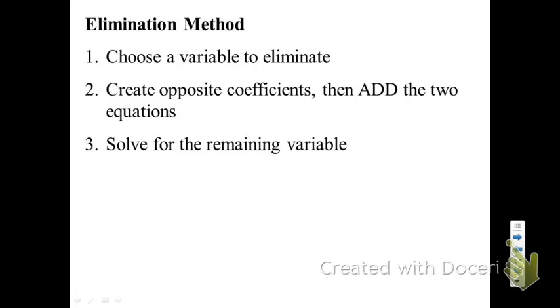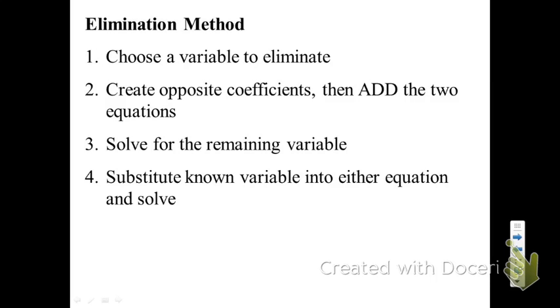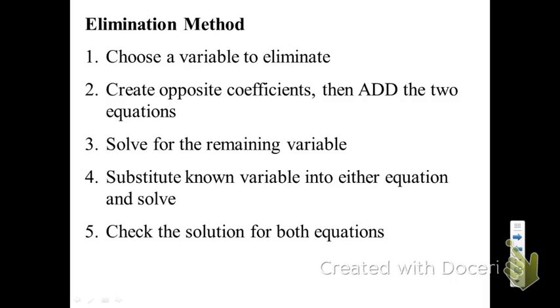The third step, solve for the remaining variable. So when you add them, you will eliminate a variable and you'll have one variable left. You will solve for that variable. Once you have that variable solved, you will use step 4 by substituting it into either equation and solving for that remaining variable. At that point, you will have solved for both variables, and you can check your solution by putting it into both equations to make sure it works for both.